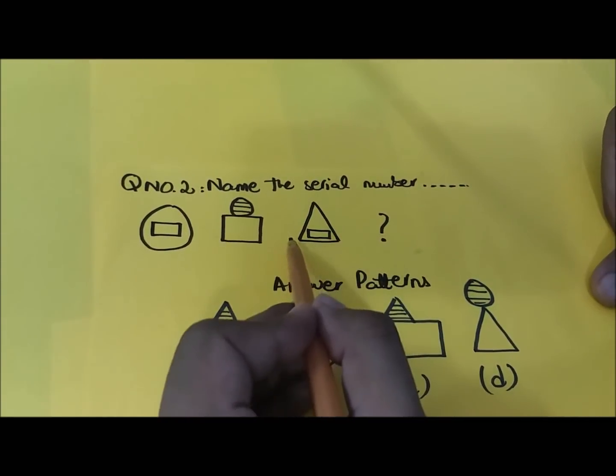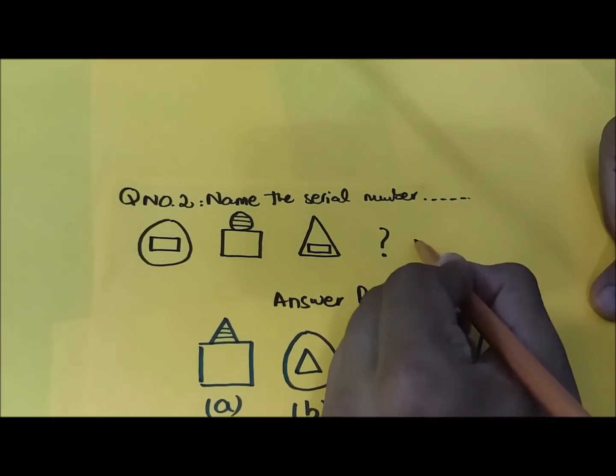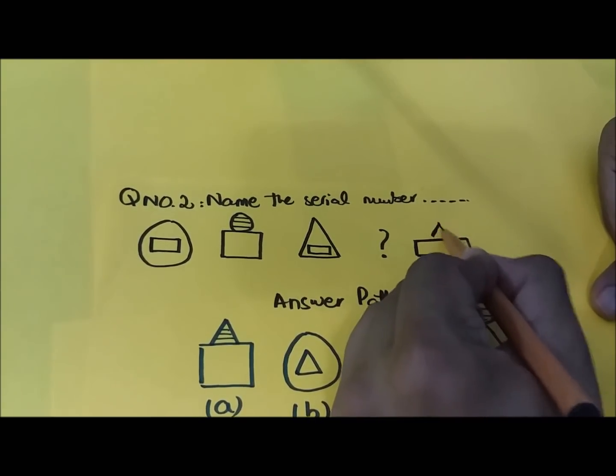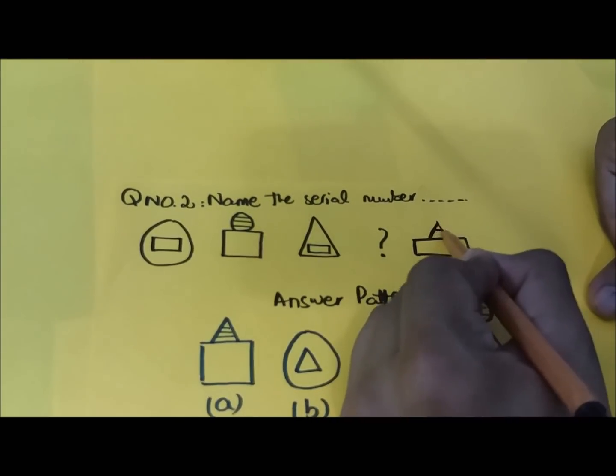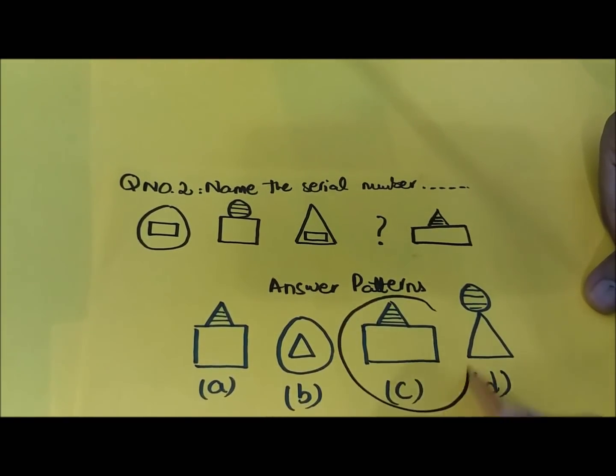So observing the previous pattern, what should I do? The inside figure should come out and the outside figure should go on top with shading, in this way. So C is the answer for this.